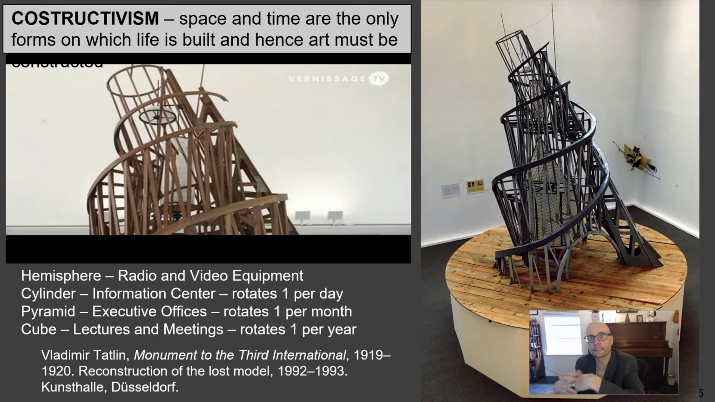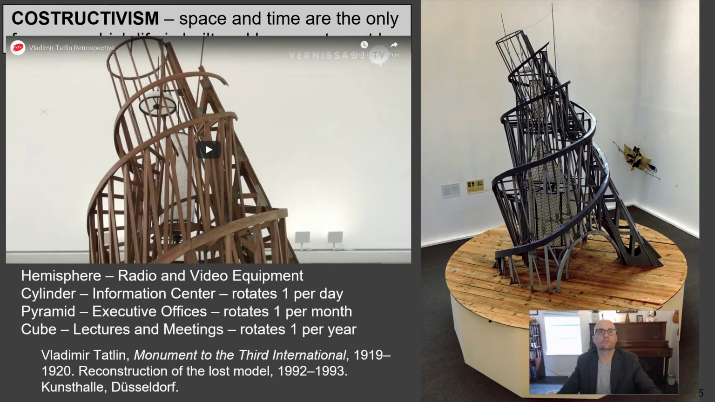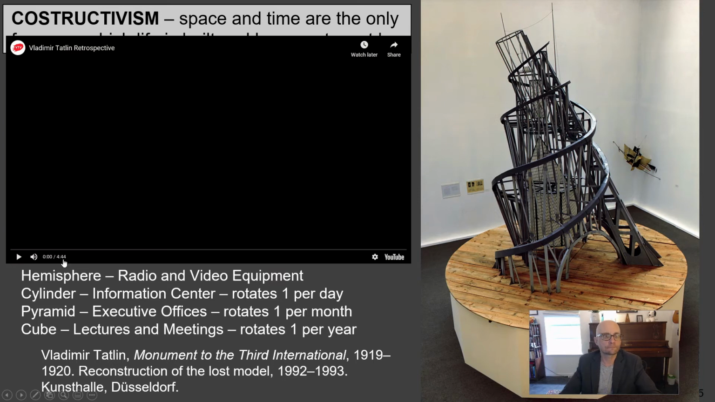Another movement at the time in Russia was called constructivism. The idea that space and time are the only forms on which life is built, and hence art must be. In other words, a lot of constructivist art implied motion and movement. I'm going to play this in the background while we look at it.